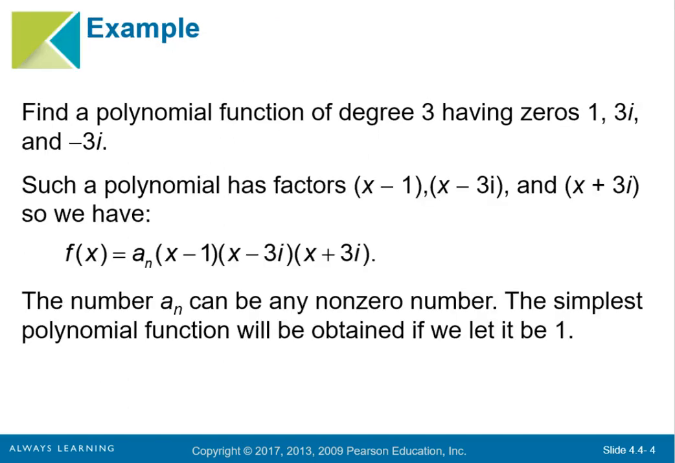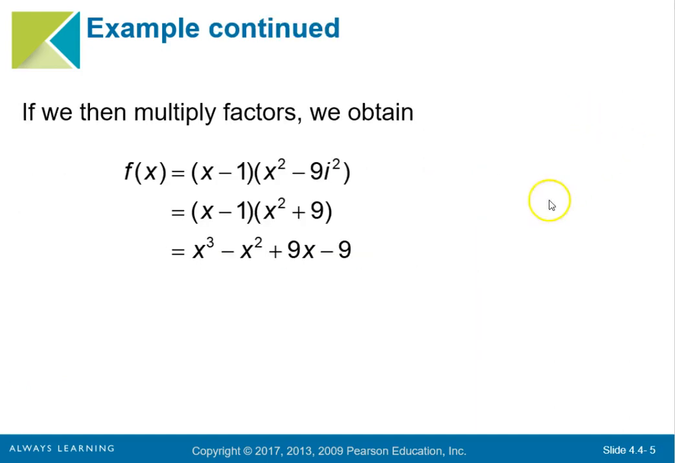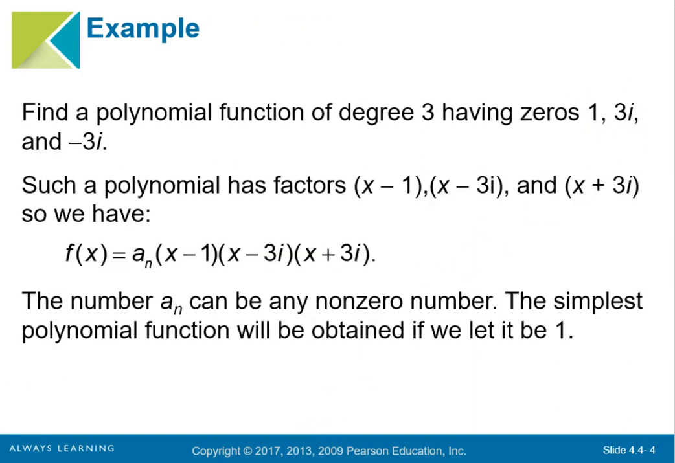Okay, we're going to find a polynomial function of degree 3 having zeros of 1, 3i, and negative 3i. They're telling us what the zeros are. I want to point out one thing here. Here I have a 3i, and here I have a negative 3i. Those two are together. You do not get to have one or the other. You have to have both, and we'll get into some of the reasons for that as well.